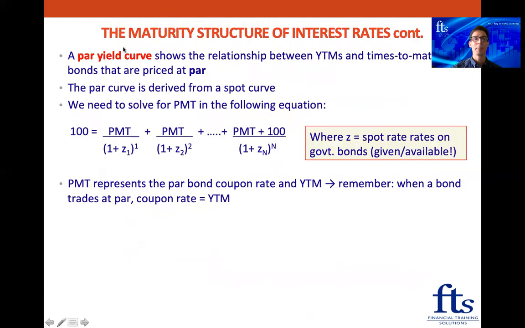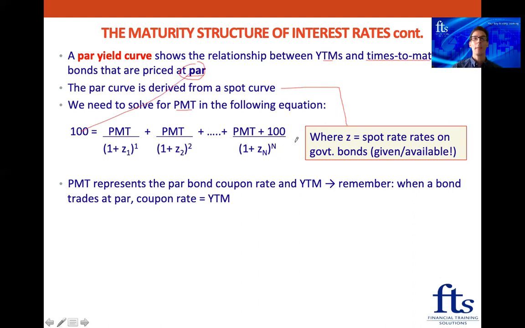So let's then carry on with the important stuff we need to know for the exam. The next thing we need to know is the par yield curve. And this shows the relationship between yields to maturity, again, and times to maturity for bonds that are priced at par, of course. So the par curve is derived from a spot curve, which we're going to talk about in just a minute over here. So what we need to do is solve for payment in this equation. Because we're trying to find the relationship between yields to maturity and times to maturity for the bonds that are at par, we're going to put the bond there at par.